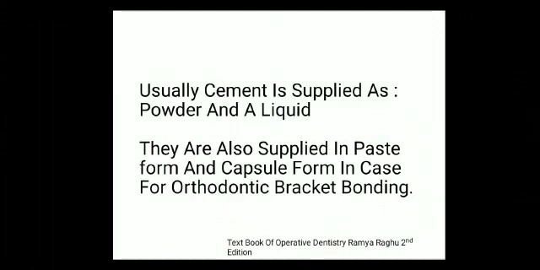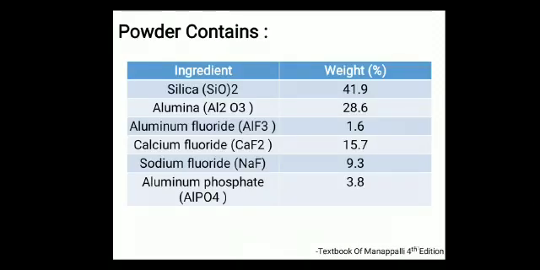Composition: usually cement is supplied as a powder and a liquid. They are also supplied in a paste form and a capsule form in the case of orthodontic bracket bondings. Powder. Powder contains silica, alumina, aluminum fluoride, calcium fluoride, sodium fluoride, and aluminum phosphate.